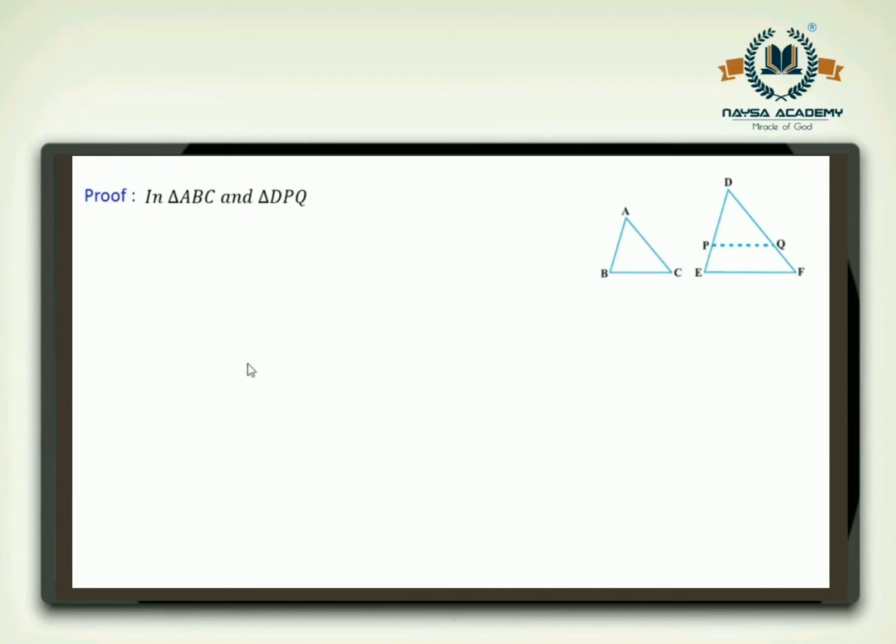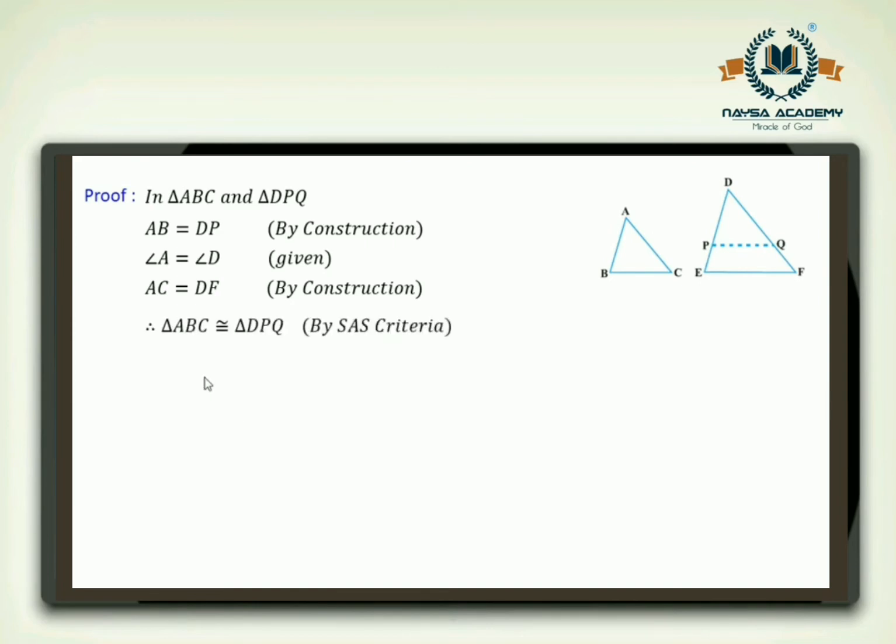Now for that, first I will take triangle ABC and triangle DPQ and I will first prove that they are congruent. So for congruency, we know that AB equals DP as we have seen in the construction. Angle A equals angle D, it is given, and side AC equals side DF, or I say DQ. So therefore I will say that triangle ABC is congruent to triangle DPQ by SAS criteria. This we have already learned in 9th standard. Here AC equals DF, and instead of DF write DQ.